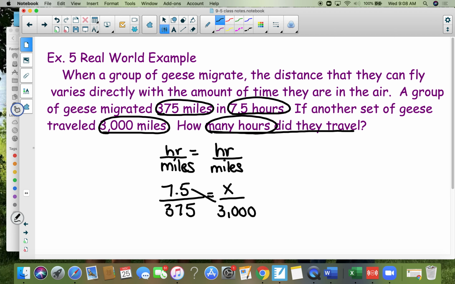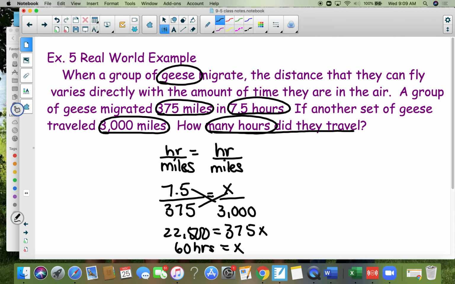You're going to take 3,000 and multiply it by 7.5. You're going to get 22,500 equals 375x. To get x alone, you have to divide both sides by 375. And you're going to get x equals 60, but remember to label your answers on these story problems. 375 miles, you went 7.5 hours. 3,000 miles, you would have gone 60 hours. Those poor geese, their wings are going to be sore from migrating 60 hours traveling.